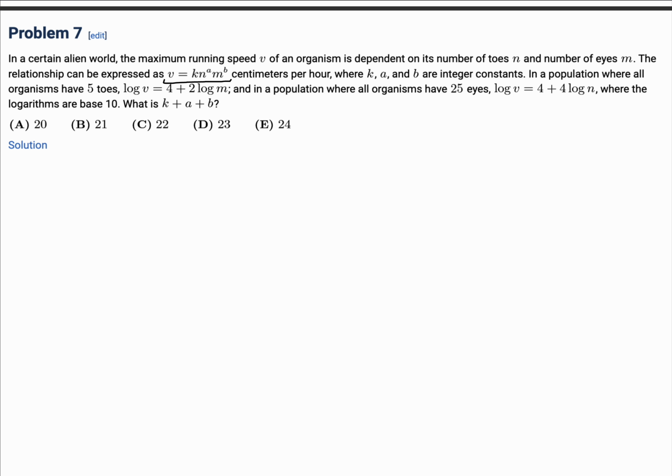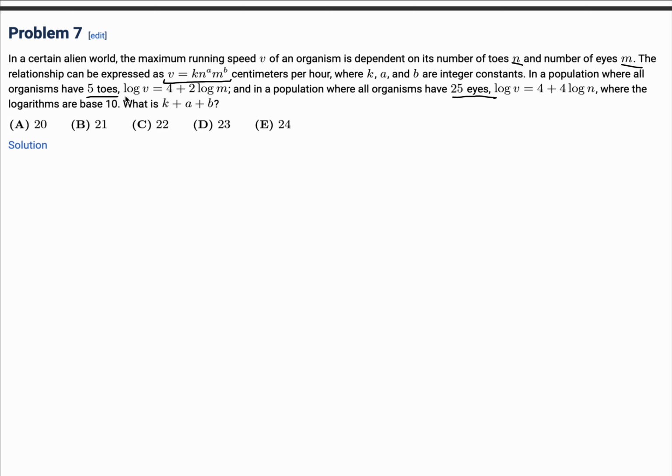In a population where all organisms have 5 toes, log v equals 4 plus 2 log m. In a population where all organisms have 25 eyes, log v equals 4 plus 4 log n. So in the 5 toes one, we're going to fix n, and with 25 eyes, we're going to fix m. And we get these two equations. What is k plus a plus b?